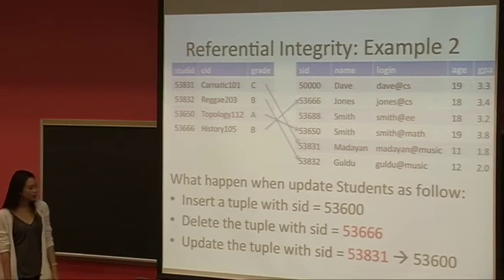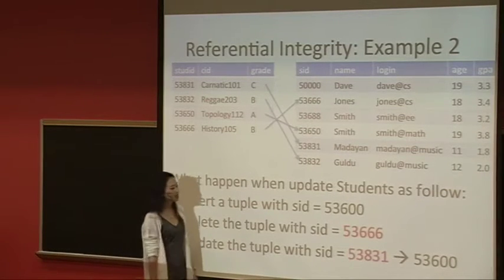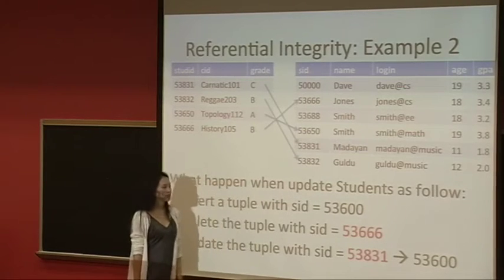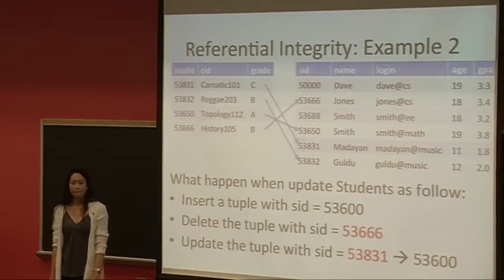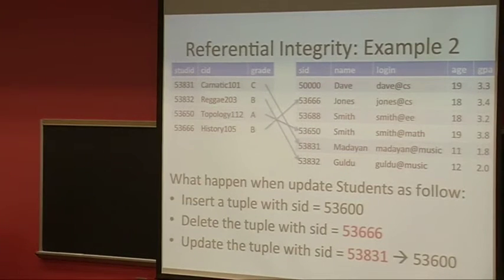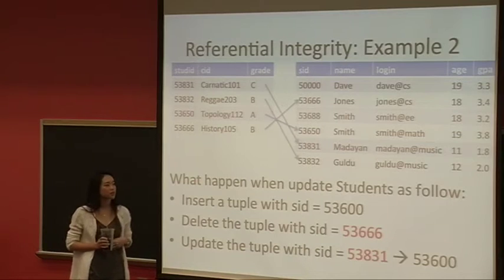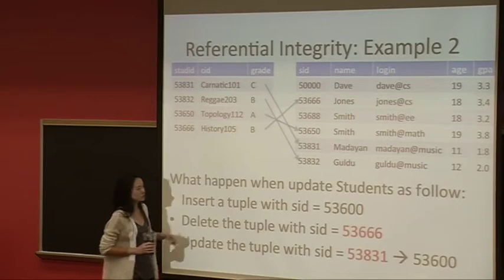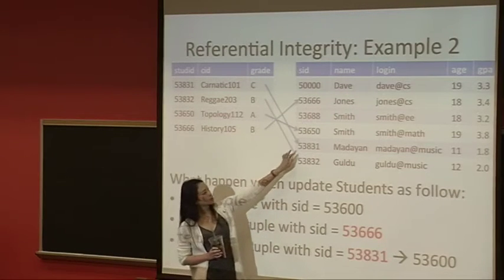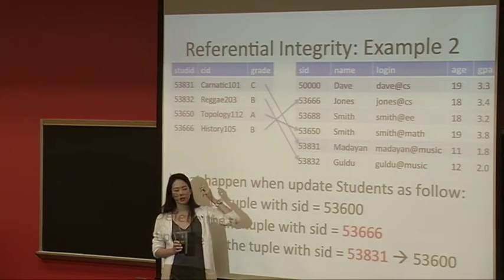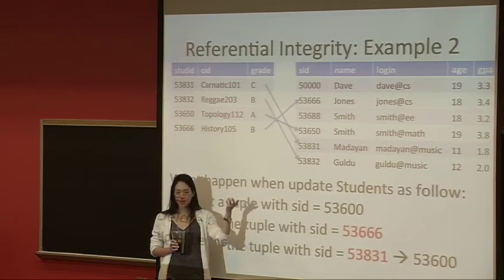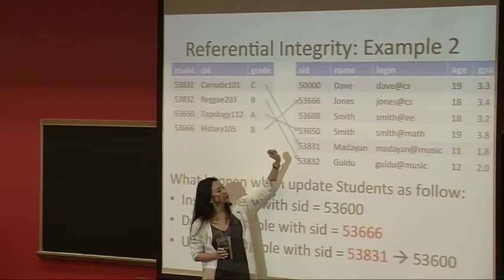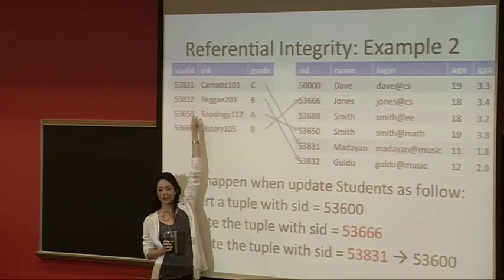Okay, final one, when we update the tuple with SID 53831 to 53600, what do you think will happen? No action, right? Because we said on update, we define no action. So what will be the result? Do you think it will be accepted or an error will show up? There will actually be an error because, remember when we define, we have on update, no action. So it's not allowing you to modify here and then that part will modify, right?